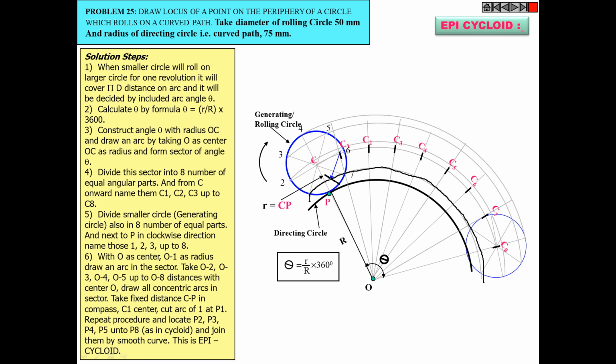Now you can ask me that, sir, I can cut this point over here also. No, I will not cut this point over here. Why? Because I am taking the clockwise rotation of the rolling circle. If you take the anti-clockwise rotation, then you can cut this arc point over here. But since you are taking the clockwise rotation, you have to cut all the arc points in clockwise manner. Then only you will get the correct epicycloid. Is it clear? So this point is the second locus point of your epicycloid, which is point P1. Any doubt?